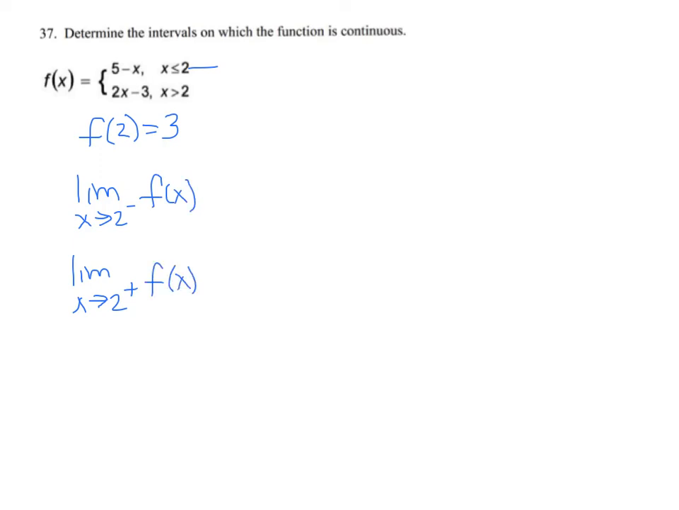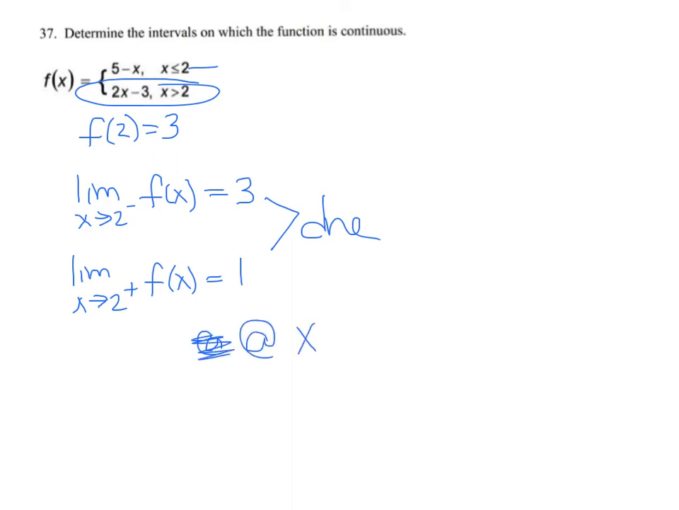we'll see that as you're coming in from the left, we're still on the 5 minus x piece, so the limit is equal to 3. If you're coming on the right, though, greater than 2, you're on this piece, you're at 4 minus 3, or 1. So therefore, the limit does not exist, which means that we have a point of discontinuity at x equals 2. So the function is discontinuous at x equals 2.